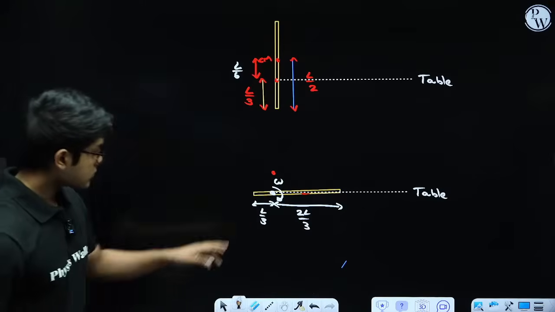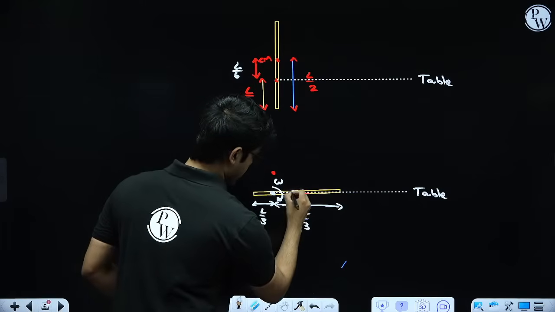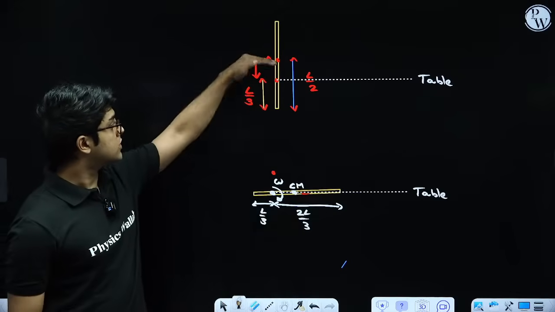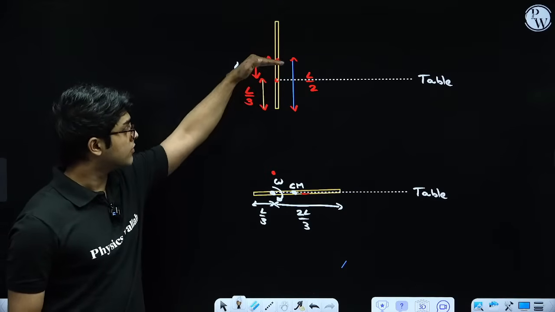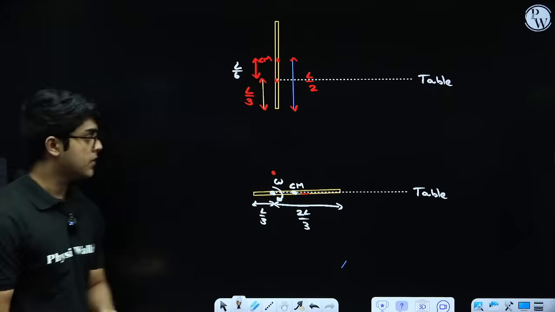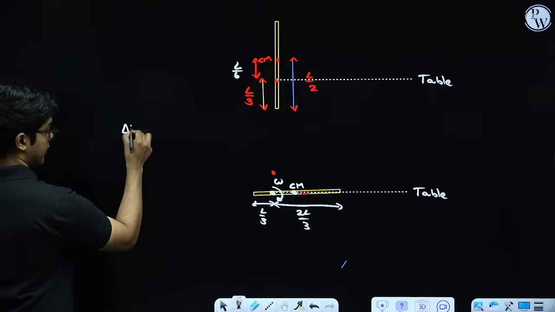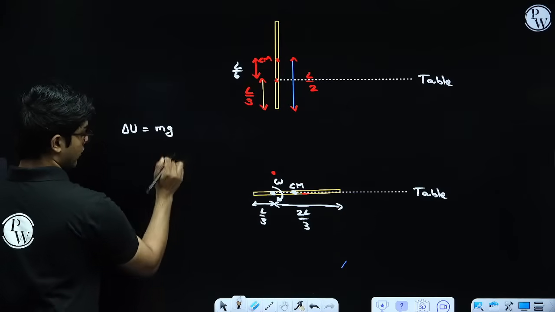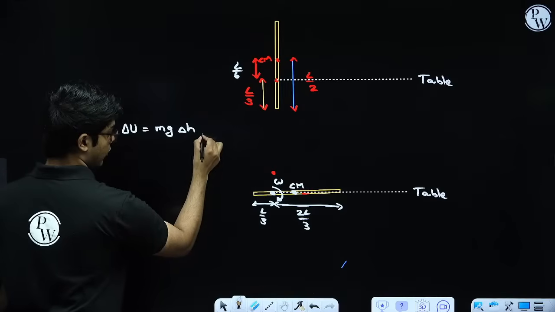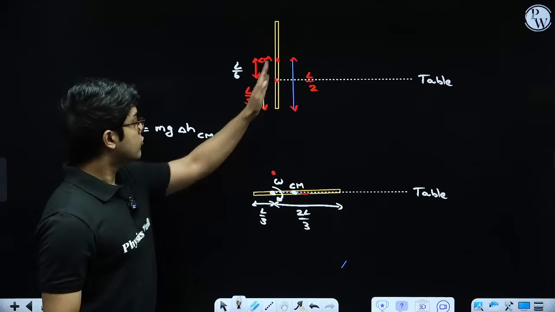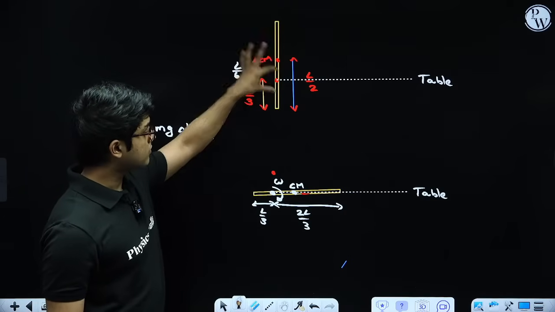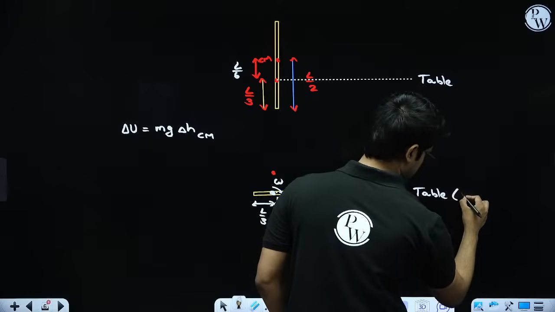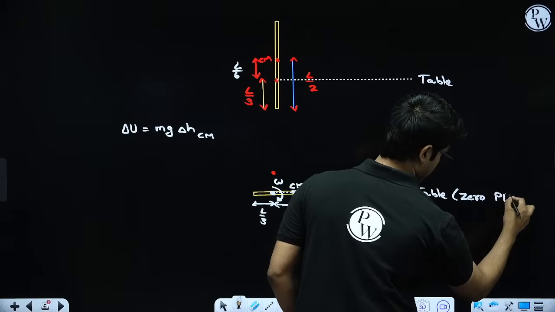Okay, so in the final situation the center of mass is exactly at the horizontal level. The center of mass was initially at L by 6 height from the table's level and finally it reached the table's level. So if I ask you what is the change in gravitational potential energy, this is simply mg, where m is the mass of the rod, times the change in height of the center of mass. The center of mass was initially L by 6 above and finally it is at the table's level, and we chose the table as the zero potential energy level.